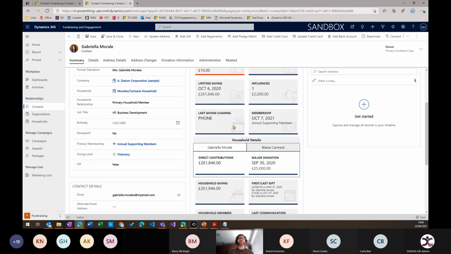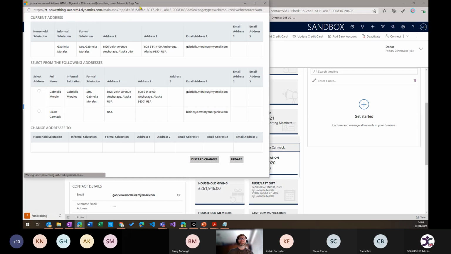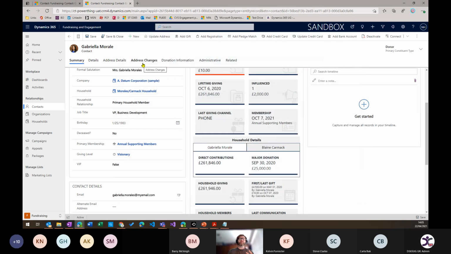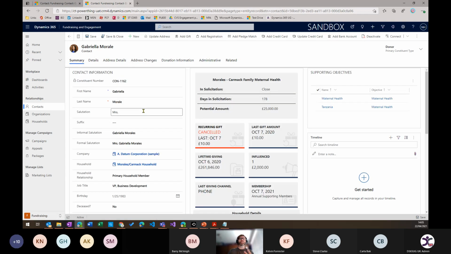There's also some other productivity enhancements on here. So for instance, we've got an update address option, which you don't get just with the standard accelerator. So it shows me their current address. I can click on here and change it and update it. And if I do that, then what I also get is a history of any address changes that happen.